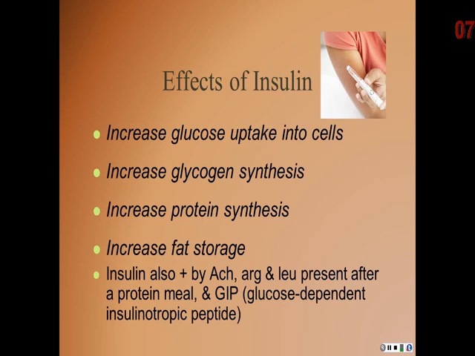Insulin helps cells take in glucose. Without insulin, cells are not able to use the sugar. Insulin essentially tells the body there is plenty of food available, so it is time to repair and store. It will also promote glycogen synthesis, which is the sugar stored for quick use in the liver and muscle. It increases protein synthesis for repair and building muscle, and increases fat stores for the future. Insulin is also stimulated by acetylcholine, the amino acids arginine and leucine present after a protein meal, and glucose-dependent insulinotropic peptide.